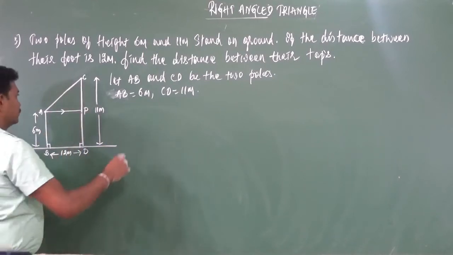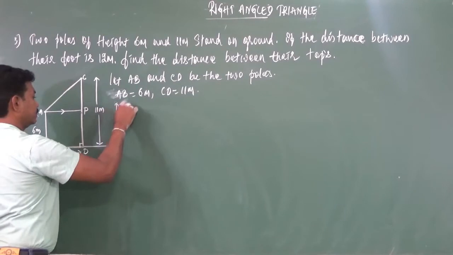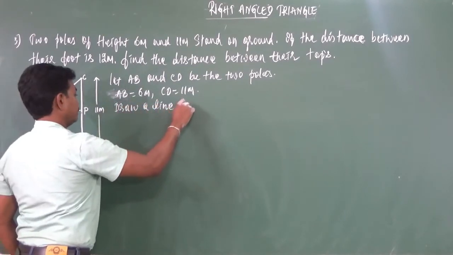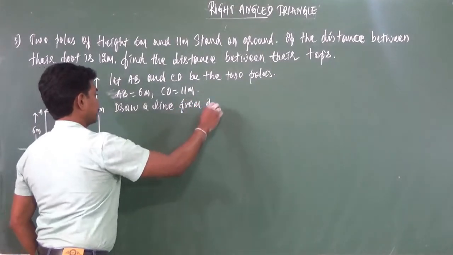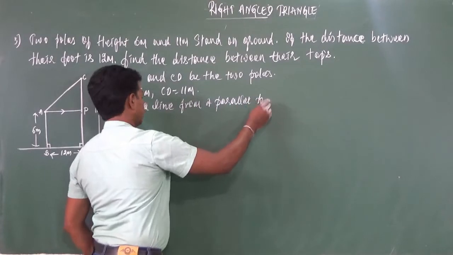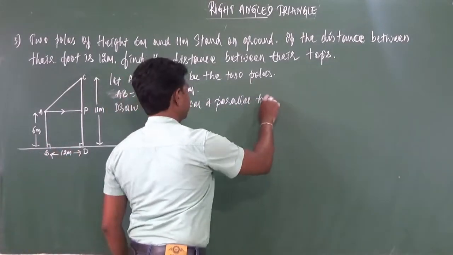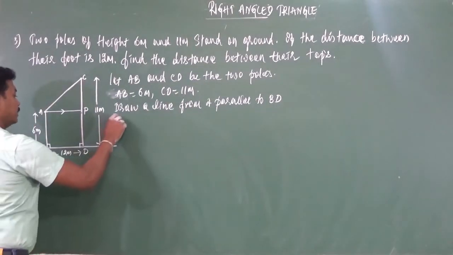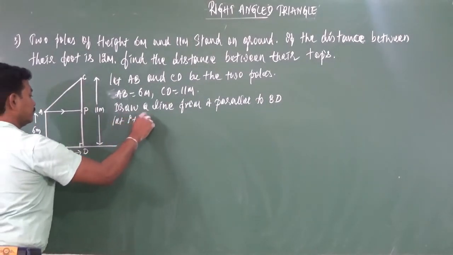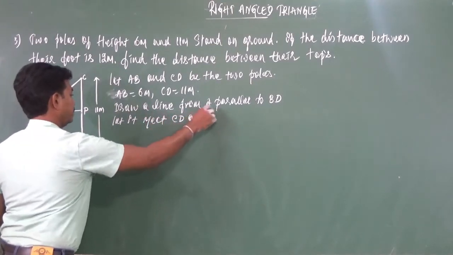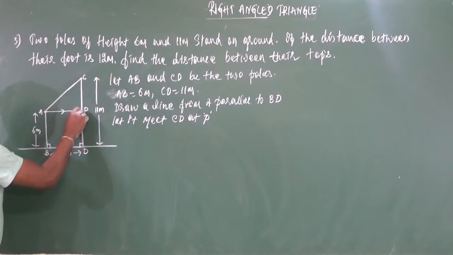Right. So draw a line from A parallel to the base, that is BD. From A parallel to BD, let it meet CD at P. Okay, so this is the point P.